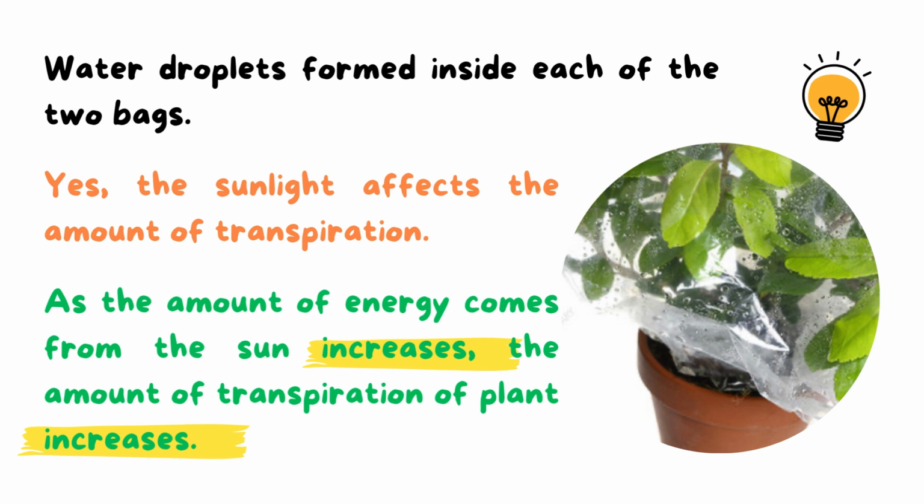And about whether the sunlight affects transpiration, yes, the sunlight affects the amount of transpiration, as it affects the amount of evaporation in the water cycle. As the amount of energy that comes from the sun increases, the amount of transpiration of the plant increases too. As the amount of sunlight increases, the amount of transpiration increases too.